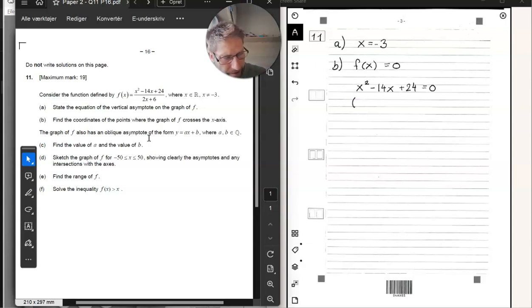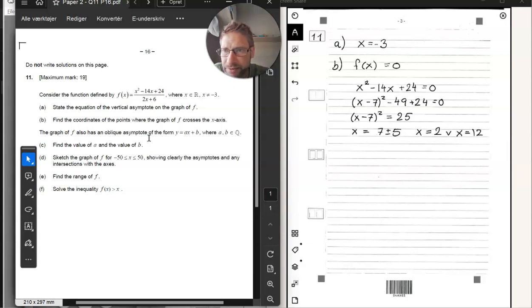I'm going to complete the square. (x - 7) squared, that's half of 14, minus 7 squared, that is 49, plus 24 equals 0. And I guess 49 minus 24, so (x - 7) squared is 25, which is really nice. It means that x is equal to 7 plus or minus the square root of 25, that is 5. So x is either 2 or x is 12.